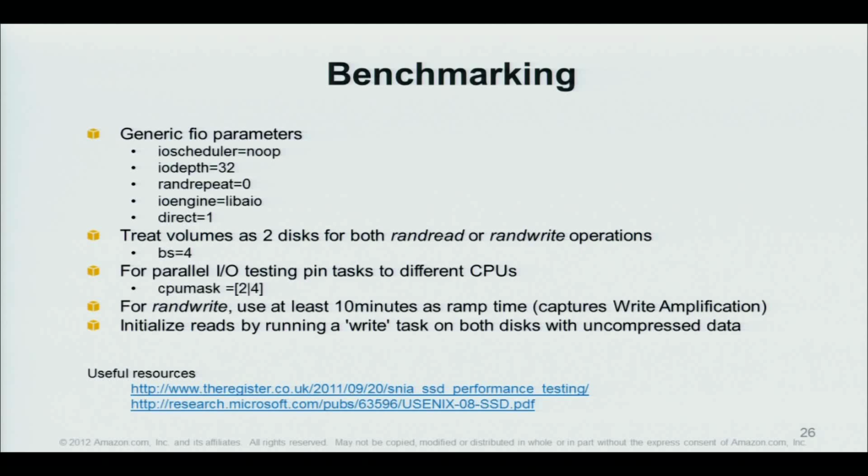So you should use your scheduler details. Because the I/O rates are very high, we recommend a reasonable I/O depth, 32 or higher. We also recommend that you treat the 2 individual volumes as 2 disks for your random read and write operations. We are using a block size of 4K. We typically benchmark at various block sizes, but we specify the 4K block size.